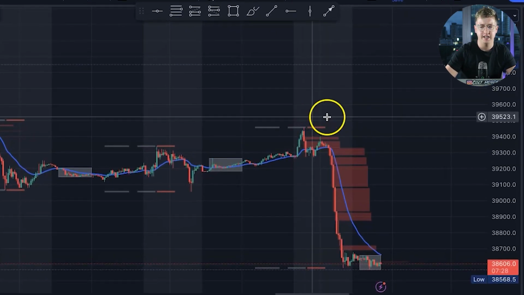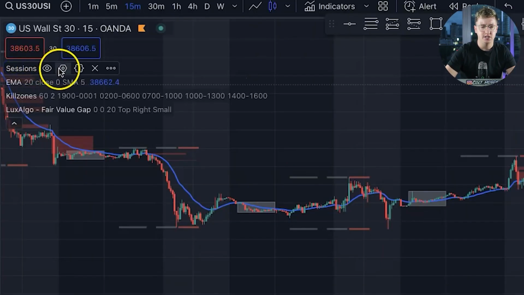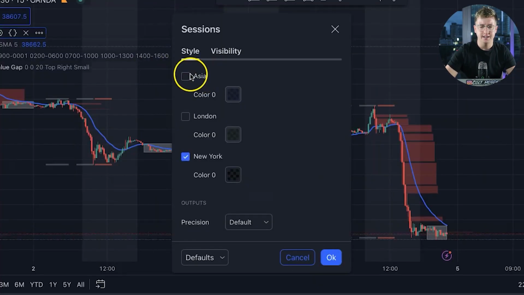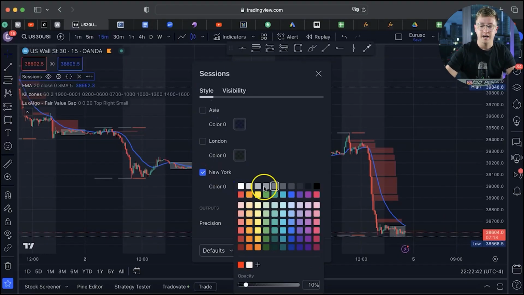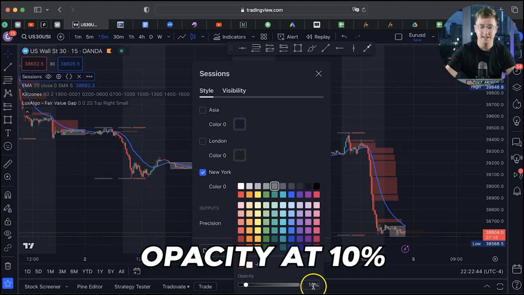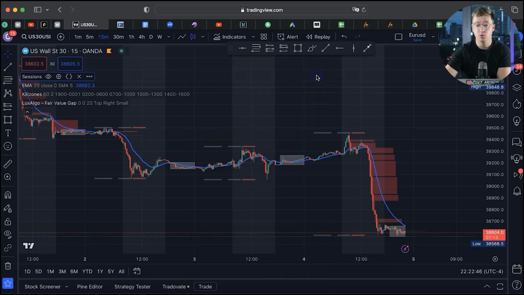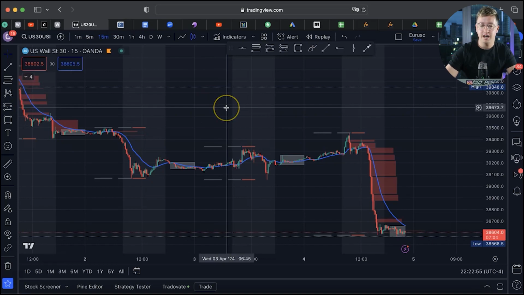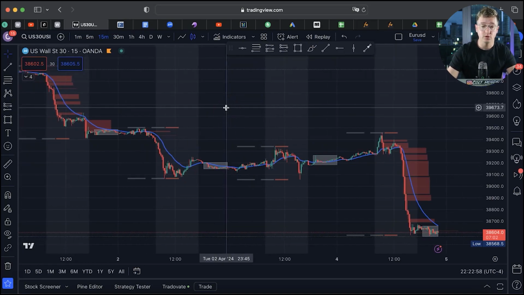And we have this shaded area right here. This is our sessions indicator. So if you go to the settings, I don't have the Asia or the London clicked. I only have the New York, and I have it in this gray color with the opacity at 10%. I have the opacity really low just so it doesn't go over the candles and block my view of the candles. So that's how I have them. Those are the two indicators that we are mainly going to be focused on as we're going through this strategy.